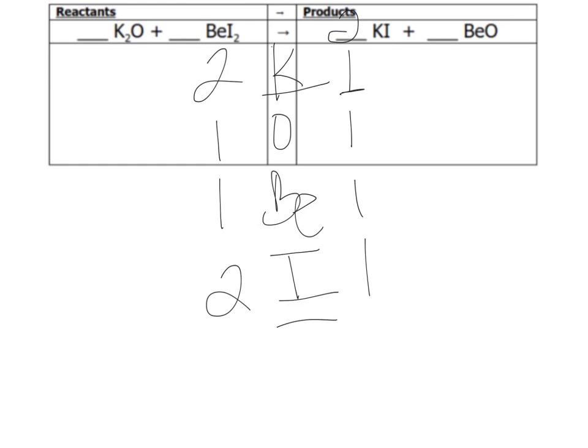So we will put a 2 in front of KI. Update both the K and the I to 2. We see everything is balanced now. So we got 1, 1, 2, 1.